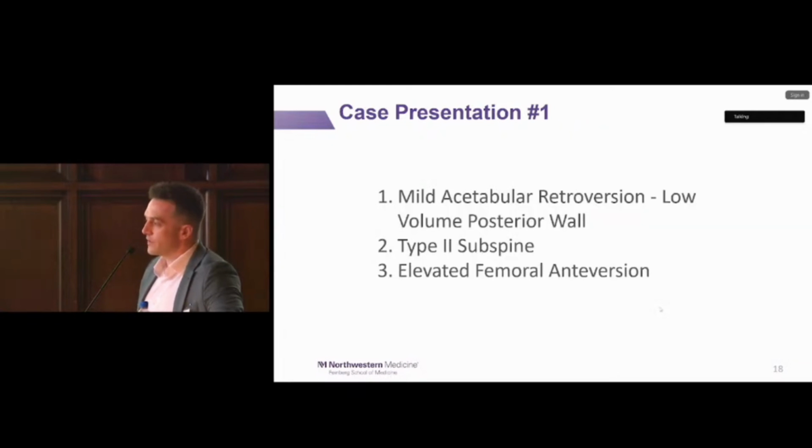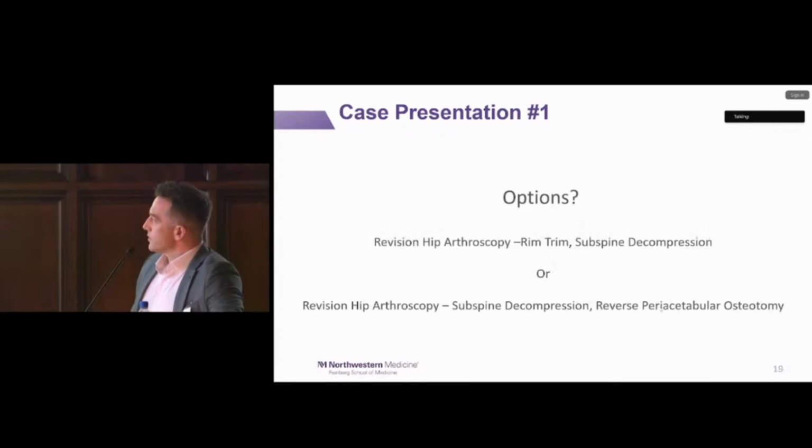I think it's useful in these cases to create a problem list, trying to help organize your thoughts. For her, she has mild acetabular retroversion, mainly just a low volume posterior wall, type 2 subspine, and then elevated femoral anteversion. So we talked about different options. First option being just a revision hip arthroscopy, maybe with a little bit of a rim trim and a subspine decompression. Other option being that, adding on a reverse PAO to correct the mild retroversion.